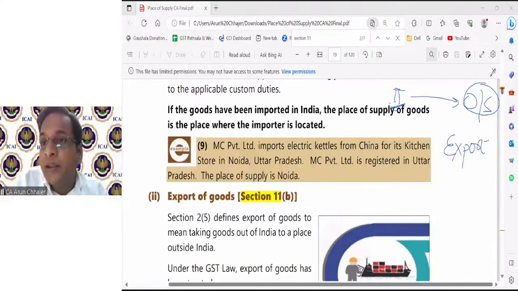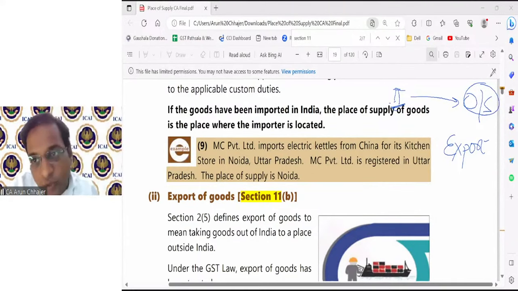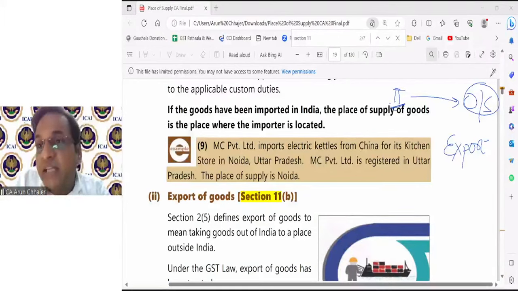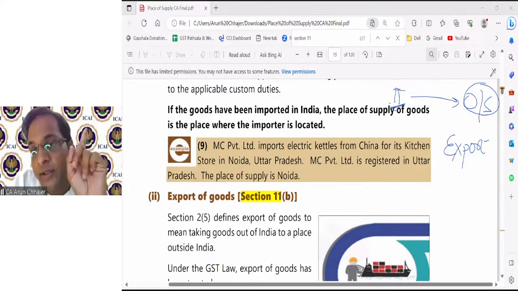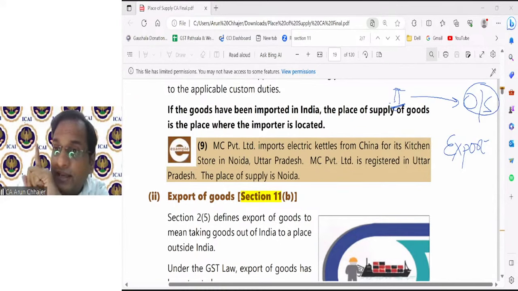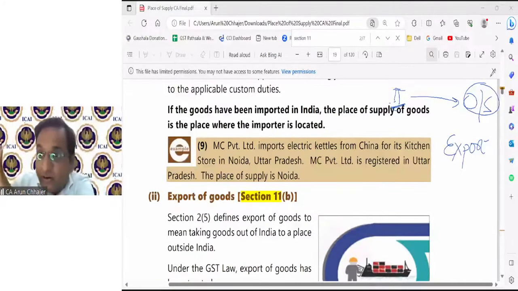I have to see only one condition: if the physical movement is from India to out of India, it is export. From out of India to India, it is import. That's it. Foreign currency realization is not mandatory for treating the transaction as export. It is mandatory for taking the refund.